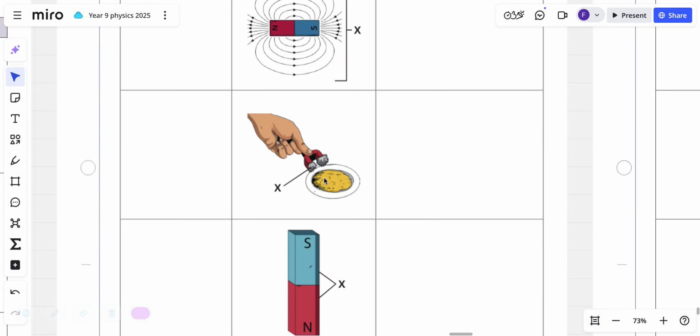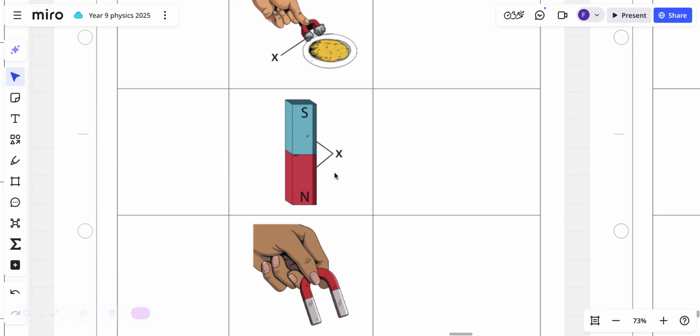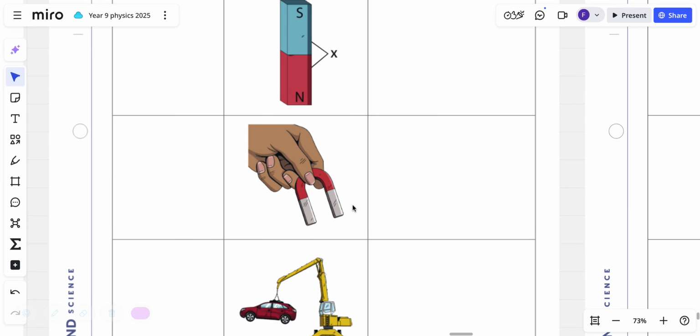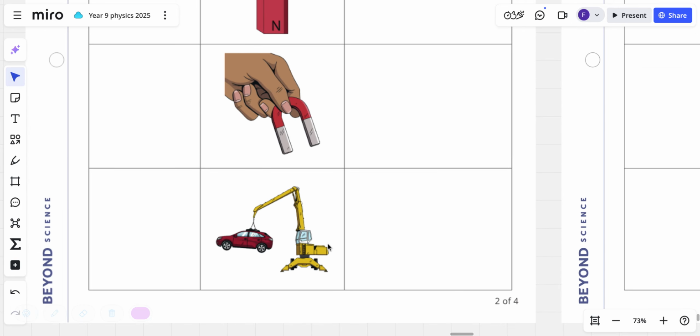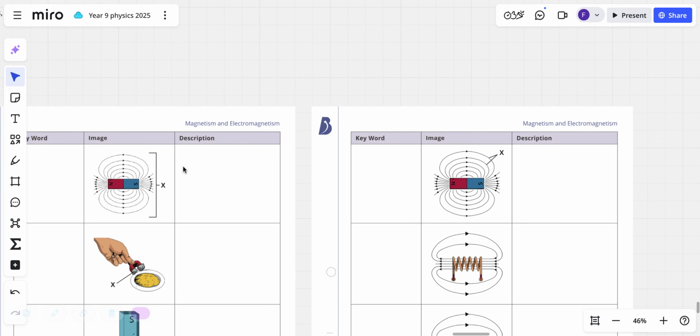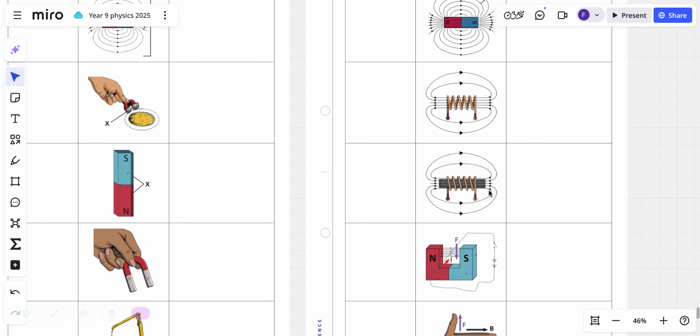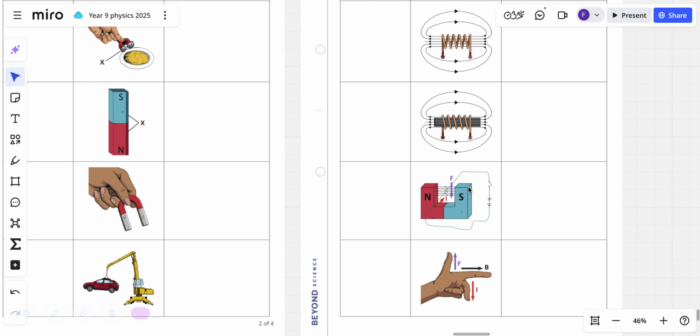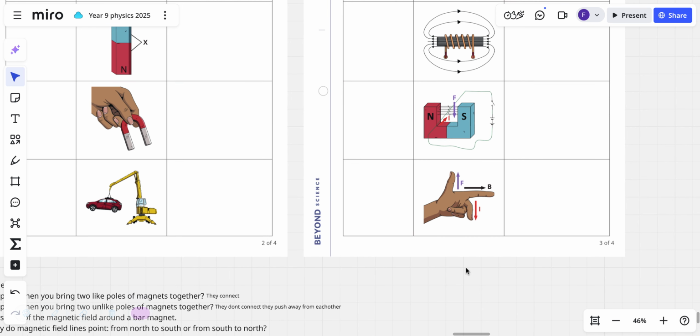This is iron filings being pulled out of sand using a magnet. X and Y, X and X is poles, those are magnetic poles. This is called a horseshoe magnet. That's an electromagnet in a scrapyard. And more magnetic fields. Oh, they're magnetic field lines. So this is the whole magnetic field, and those are magnetic field lines. Solenoid with an iron core. This is the motor effect, and this is Fleming's left-hand rule.